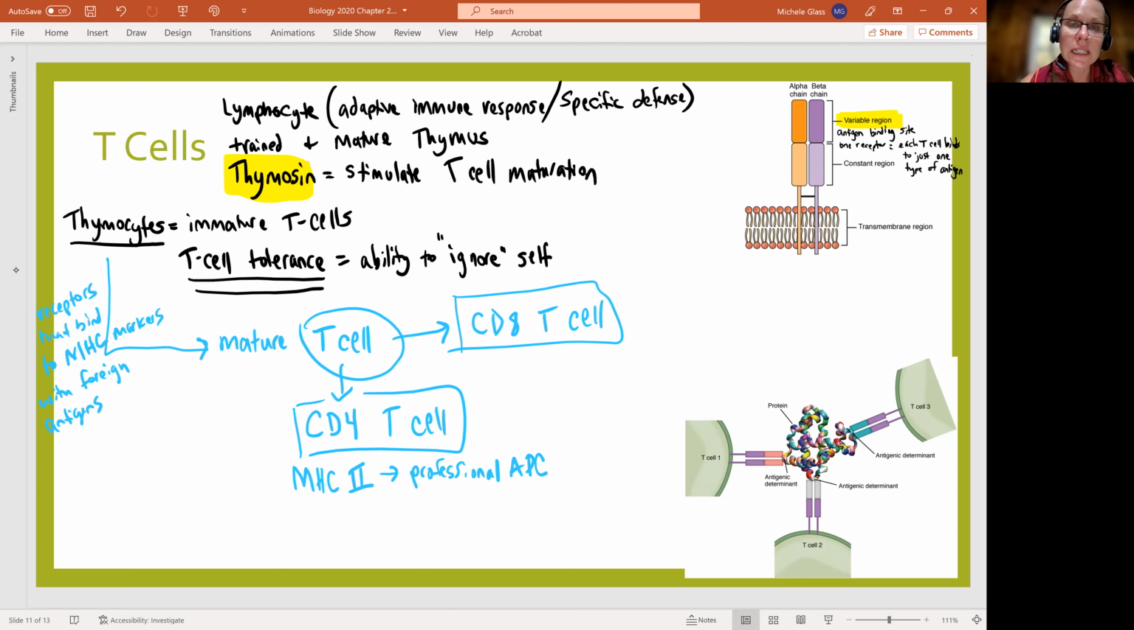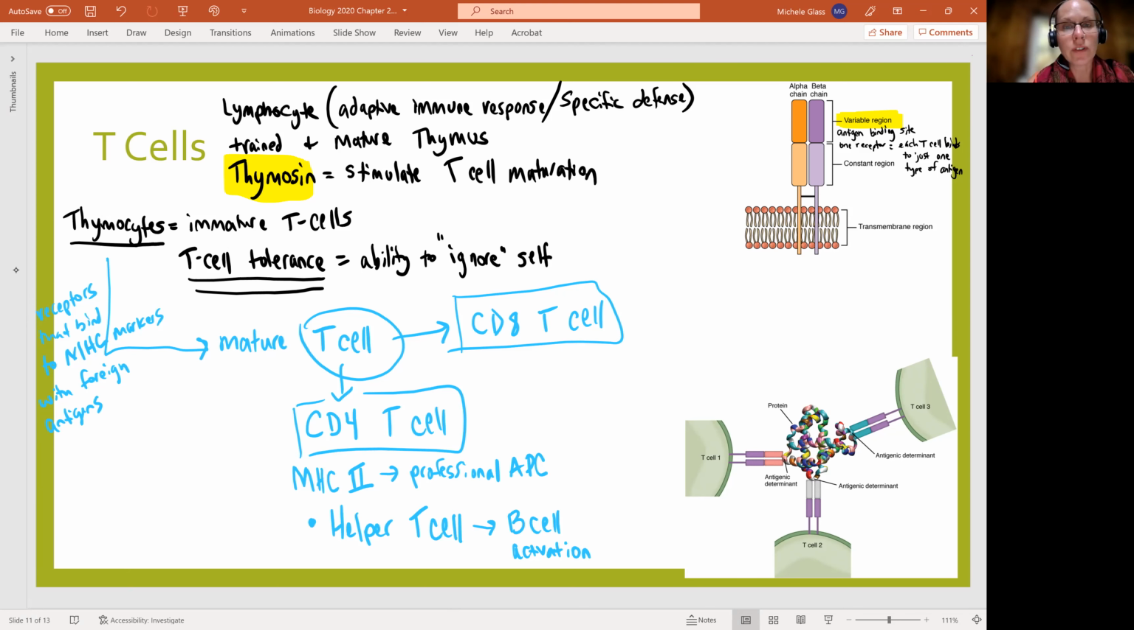The CD4 T cell is going to ultimately differentiate into a helper T cell. And this will be important in what we'll see as B cell activation. So here we're going to have a very tight relationship between the T cell and the B cell.